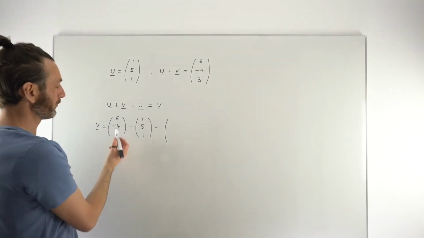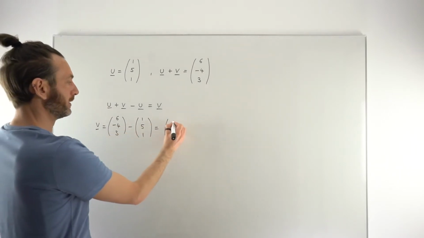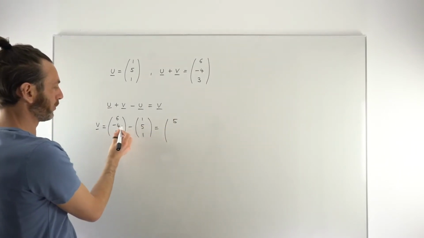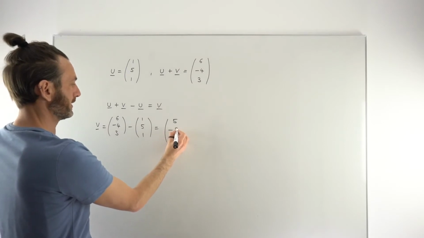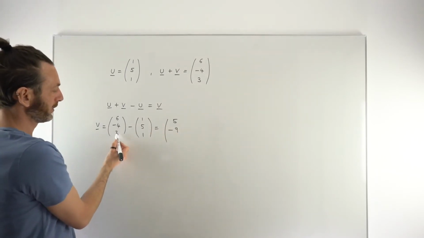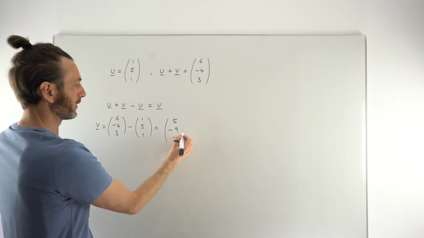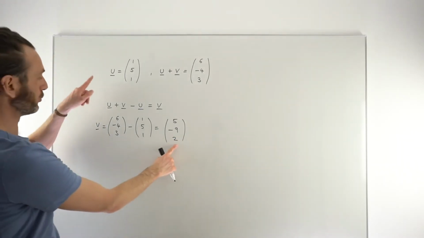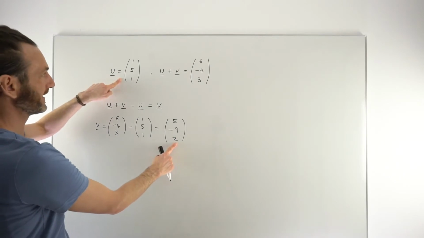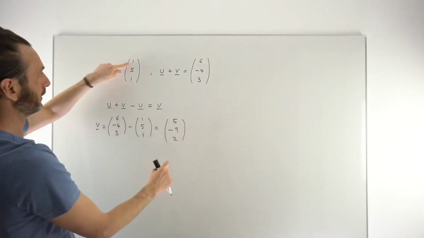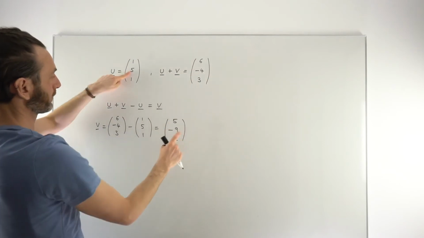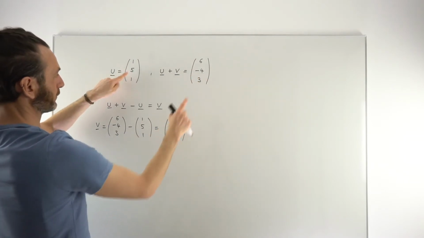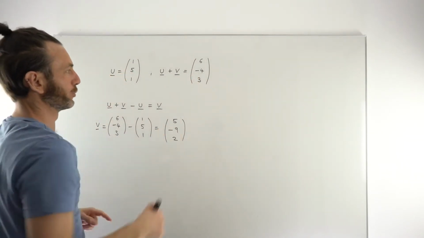With component form, 6 minus 1 is 5, minus 4 minus 5 is minus 9. Just be careful with the numeracy. 3 minus 1 is 2, so that is the vector v. And you could check that by taking u, this vector u and v, and adding them together, and you should get u plus v. So 1 plus 5 gives you 6, 5 minus 9 gives you minus 4, and 1 plus 2 gives you 3.